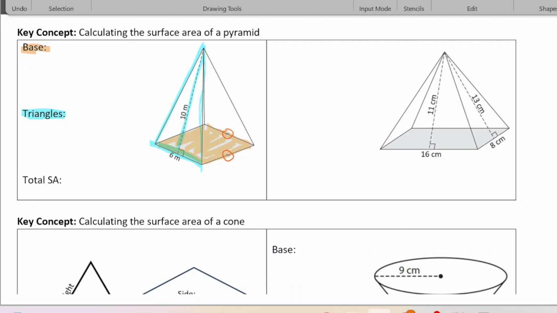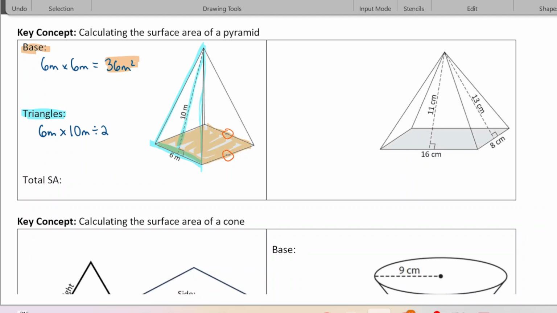So the base is a square, it's a rectangle. So I'm going to do length times width. So 6 meters times 6 meters, and I get 36 meters squared. That's my base. Okay, so for my triangles, remember the formula is base, so 6 meters, times height, which is 10 meters, divided by 2.